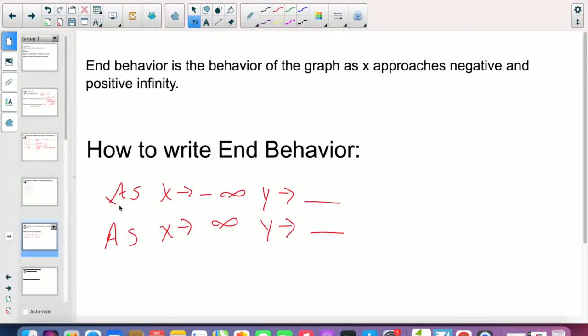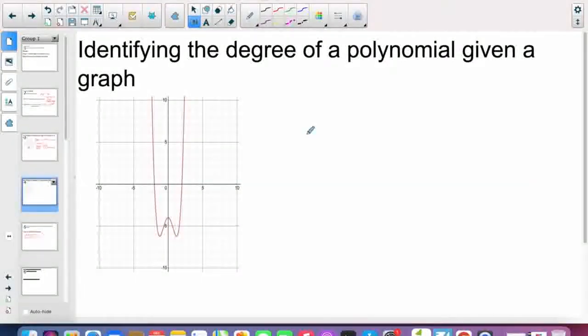This right here, as x approaches -infinity, means as x moves left, y moves either up or down. If y is going in an upward direction, we would put infinity. If y is going in a downward direction, we would put -infinity. This means as x moves right, y approaches. If it approaches an upward direction, we would put infinity. If it approaches a downward direction, we would put -infinity. It's pretty simple.